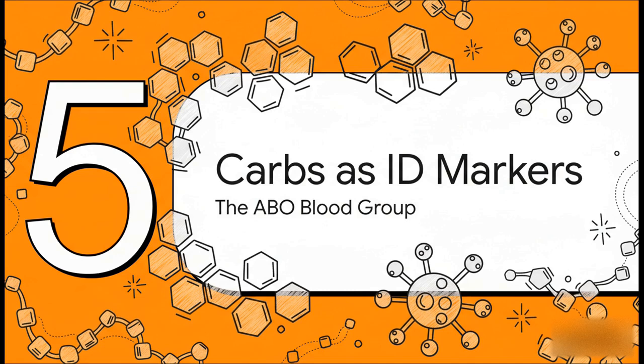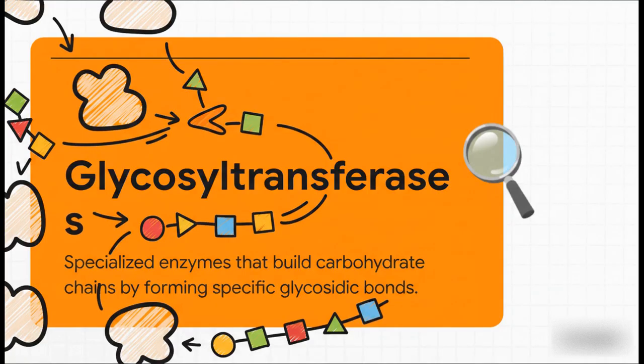Okay, so we've seen carbs as fuel tanks and as scaffolding. But now we're moving on to their most sophisticated role yet, acting as information carriers, specifically as the markers that give your cells their identity. So how does a cell build this identity? It uses a team of highly specialized enzymes called glycosyltransferases. Think of these as the master architects of the carbohydrate world. Each one has a very specific job, to add a specific sugar to a specific molecule with a specific kind of bond, building these complex oligosaccharide chains one piece at a time.